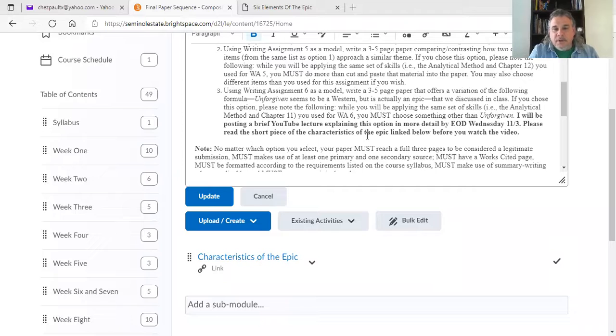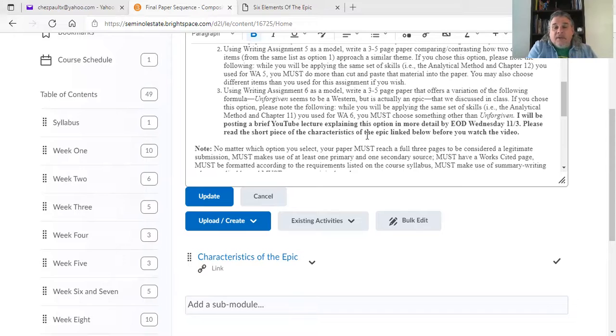So option 3 reads, using writing assignment 6, which is the piece you guys just handed in. And I know I haven't graded that yet, and I can say a few words about that at the end as well. You want to, as a model, write a 3 to 5 page paper that offers a variation of the following formula. And this is the part that I was able to discuss in class that you guys don't get online, because it's just words on a page. So this is why I'm doing this quick video.